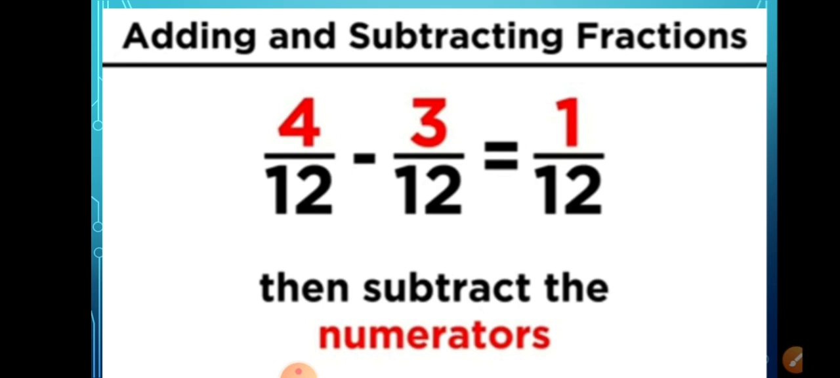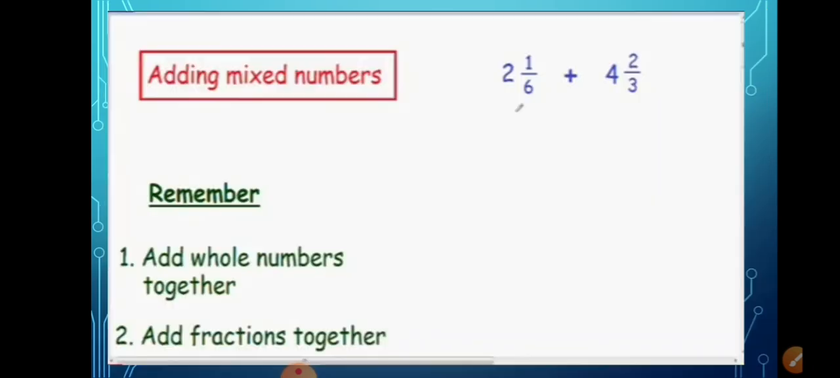But if the denominator is not same, you will first take out the LCM of the denominators, change into like fractions, and then subtract the numerators. Now adding mixed numbers. For adding mixed numbers, there are two methods.